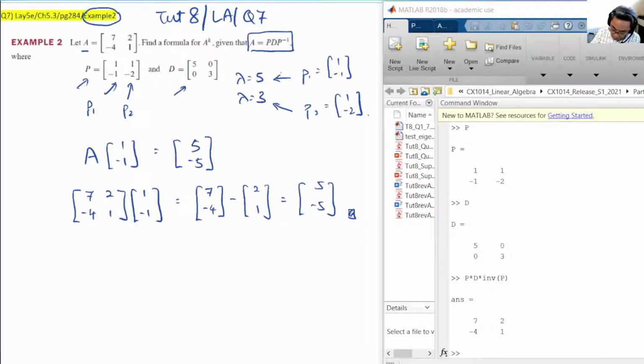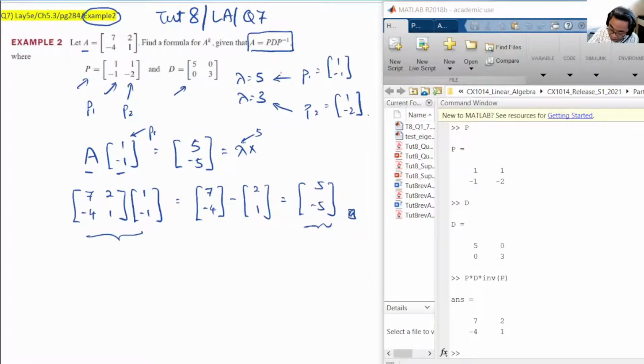So this was our A, this was our X, and if X is an eigenvector, we expect it to be lambda X. In this case, our input X is P1, the eigenvector, and lambda equals 5. So by brute force, we show that this is true, and we can conclude that.